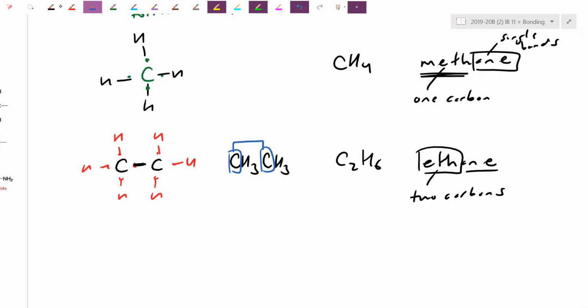In fact, sometimes even in condensed formula, they might say H3C and then CH3 like this. All they're trying to say is that these H's are actually on the left-hand side of the carbon. So these H's here are attached to this side of the carbon. Whether you write it this way or this way here, it's exactly the same thing. So there's the condensed formula.